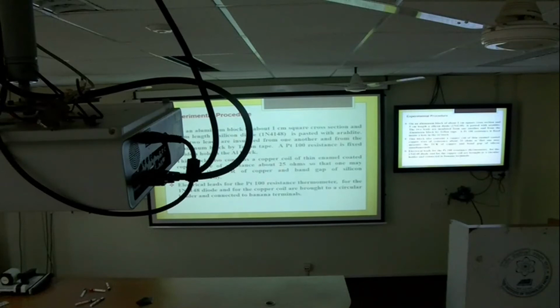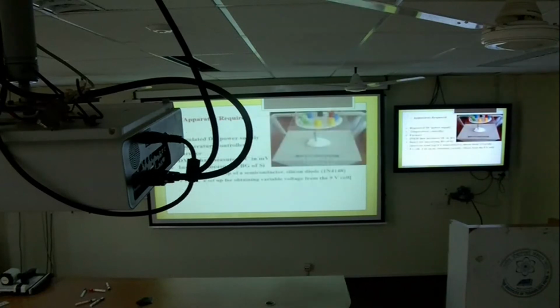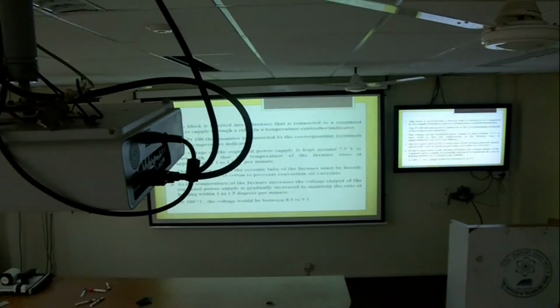Means it is the same setup, same furnace, only the reading you have to note down on this page and this page. So electrical leads for PT100 resistance thermometer, coming from the diode and for the copper coil, are brought to a circular holder. So I just show you here, it is a circular holder. Leads are coming out from the inside aluminium block. So the block is inserted into the furnace which is connected to regulated power supply through a relay.